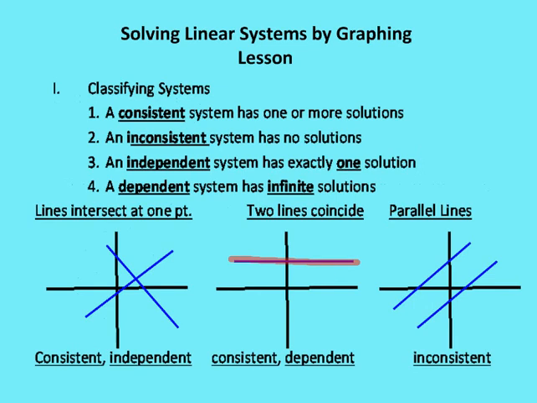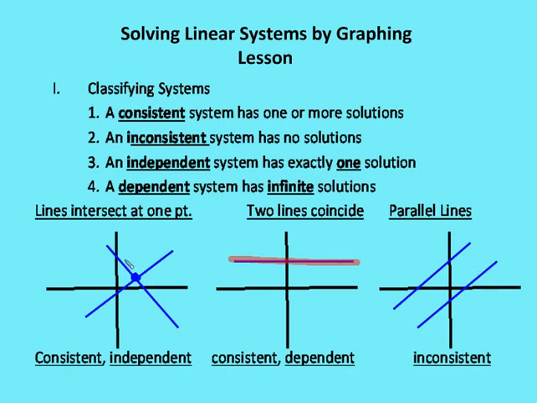Right. One other bit of information that you need to know about linear systems and graphing linear systems is that we can classify the systems in really 3 different ways. One is if the lines intersect at one point. Another is if the two lines coincide, they're actually the same line. And the other is if we have two parallel lines and they never intersect.